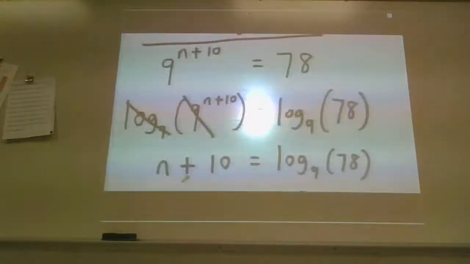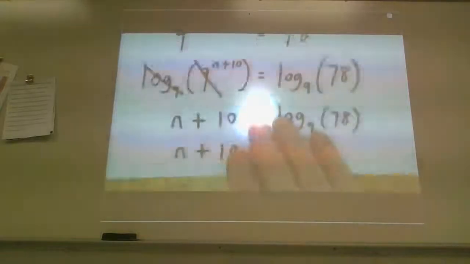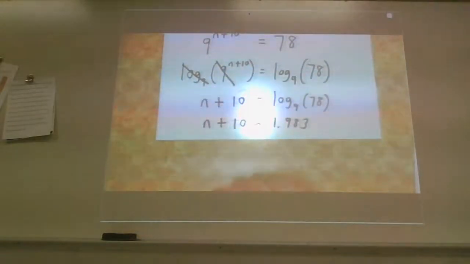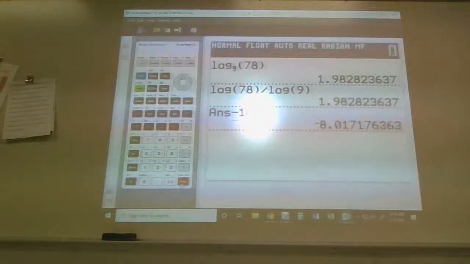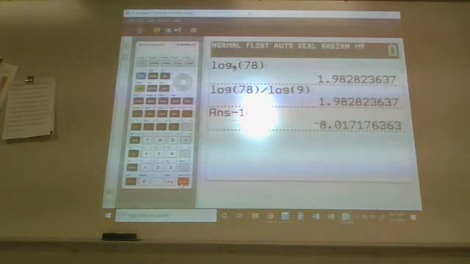Now, that's not my final answer because I still have to subtract 10 to get my final answer. So I would go, minus 10. There it is. There's my answer. There is what I needed this whole time. N is approximately negative 8.017.